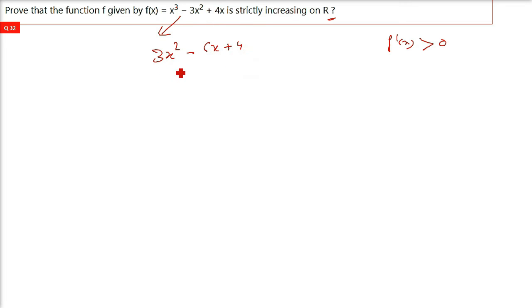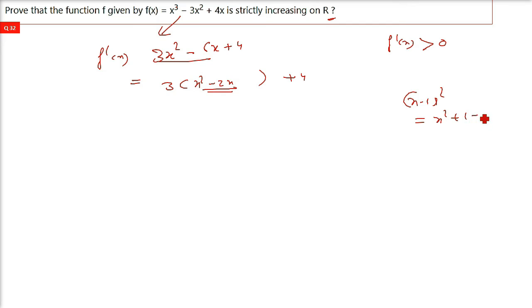You can take the first term, and we are manipulating it so that we can show that it will always be positive. If you take 3 common from here, it will be x² − 2x, and then + 4. x² − 2x, I can make it a perfect square. (x − 1)² is what? x² + 1 − 2x. So this is x² + 1 − 2x.